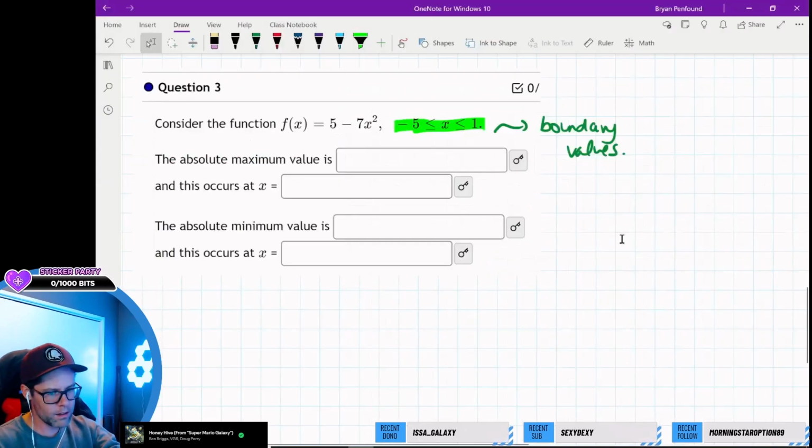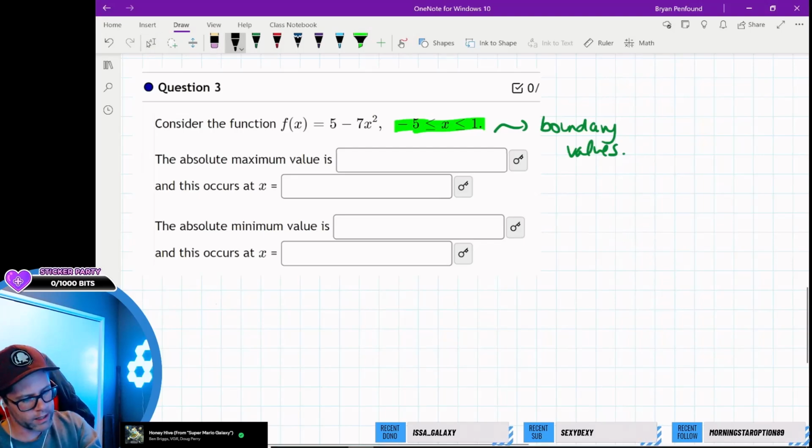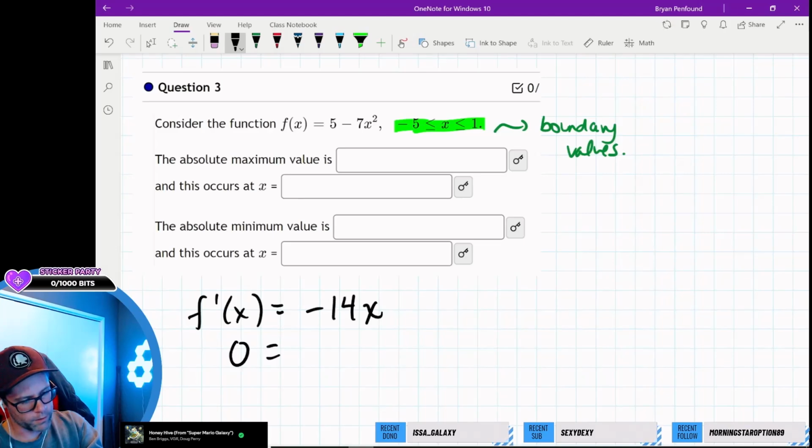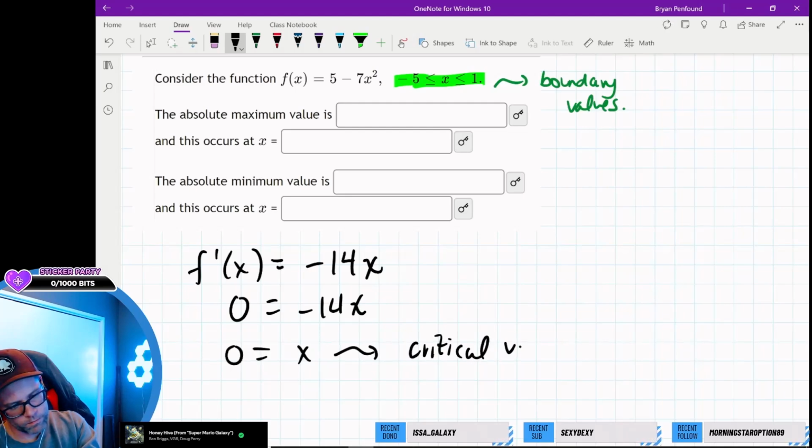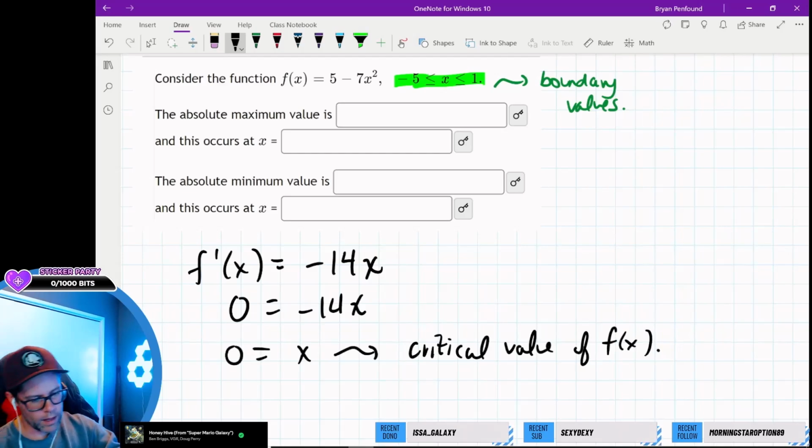So generally, the procedure to work through a question like this is to find the derivative. In our case, it's going to be -14x, and we're going to set that equal to 0. And we can solve this to get x is equal to 0. So we call this a critical value. And any of these x values that we get here are potential values where we could have a max or a min.